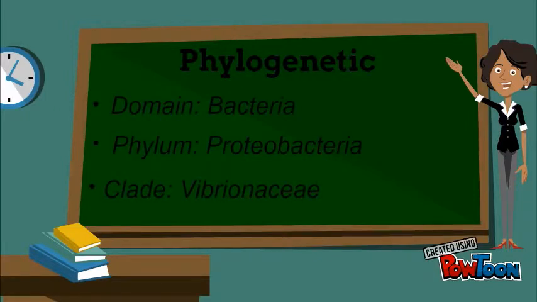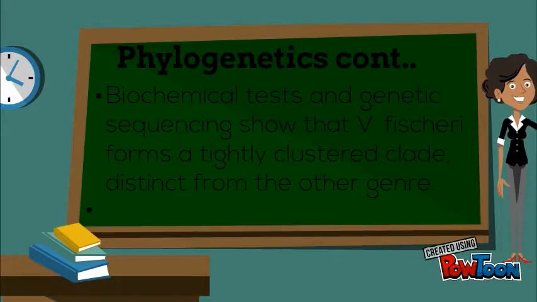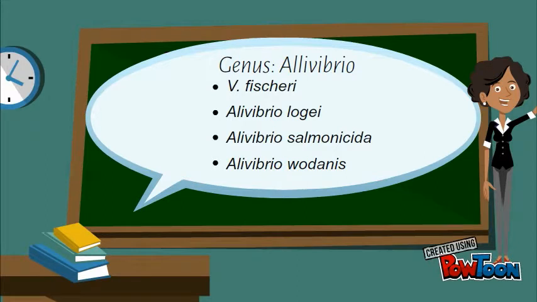This bacterium belongs to the domain of bacteria, the phylum of Proteobacteria, and it used to belong to the clade of Vibrio. Recent biochemical tests and genetic sequencing show that Vibrio fischeri form a tightly clustered clade, distinct from the other genera. Therefore, the clade has since been reclassified. Alright, phylogenetics. The genus that Vibrio fischeri belongs to is Allovibrio, and some common relatives are Allovibrio logei, Allovibrio salmonicida, and Allovibrio wodanus.